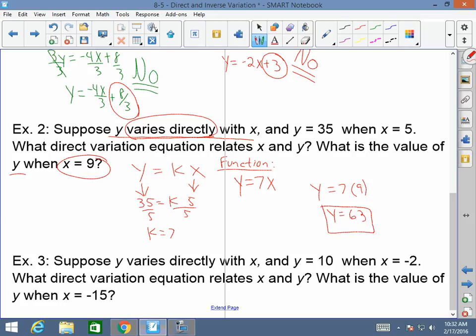So there were steps to this. Number 1, set up the type of proportion that you were given. Number 2, plug in and find k. Number 3, write the function. Number 4, plug in the values they give you and solve for the variable you're looking for.